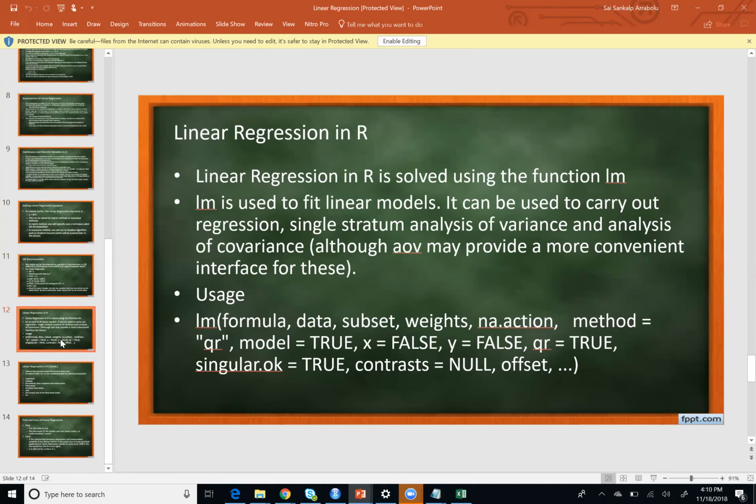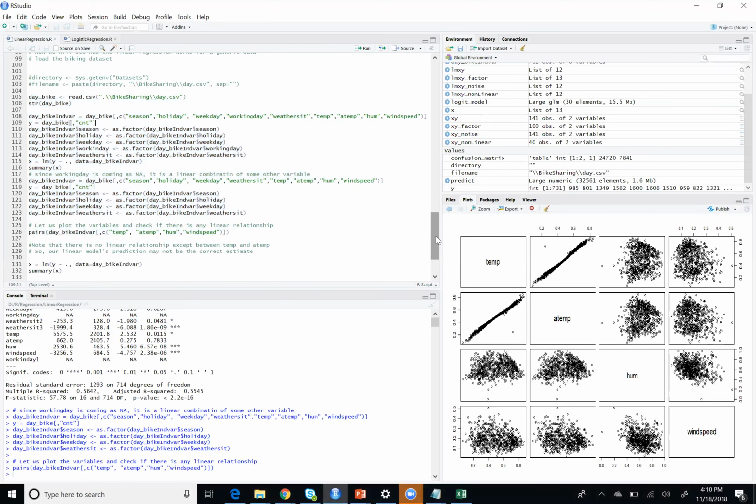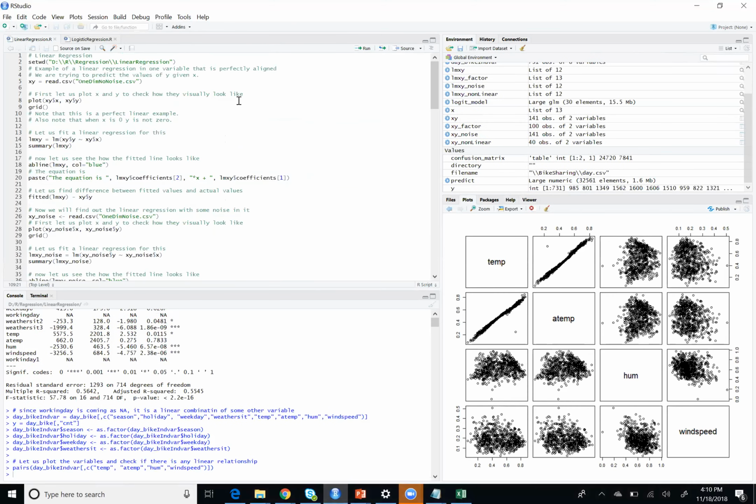So once we have the QR decomposition, let's see how linear regression is done in R. Linear regression in R is solved by using the function LM. So when you open R, let's do a simple fit. There is one file which I sent, a CSV file called one dimensional no noise.csv.